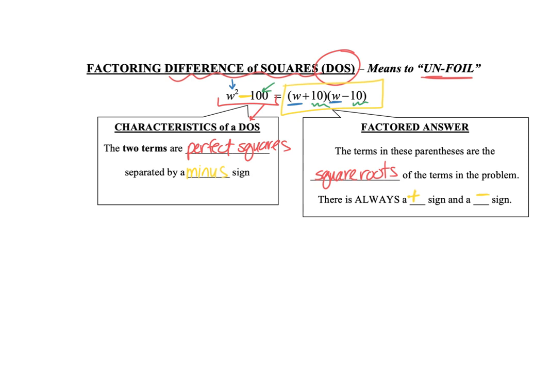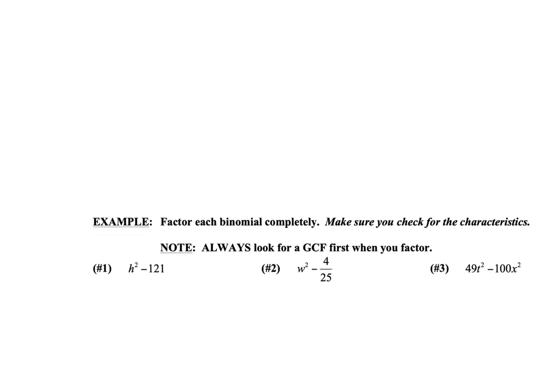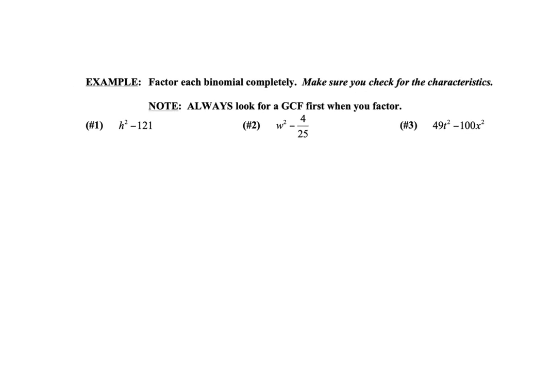It's almost like a recipe. So I don't have to care about positive and negative numbers. I just have to care about the plus and the minus. Okay? So if I recognize that pattern, factoring this stuff gets pretty easy. So it says factor each binomial completely. Notice that says binomial, which means it's two terms instead of the three terms that we had to use for smiley face. It also says make sure you check for the characteristics. So what I'm looking for is, are these things perfect, right? Are they perfect squares? And is there a minus sign in between them?